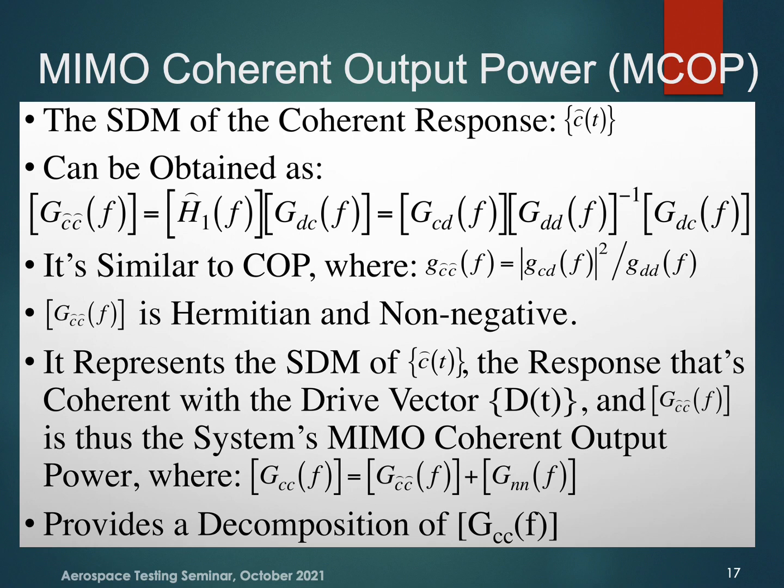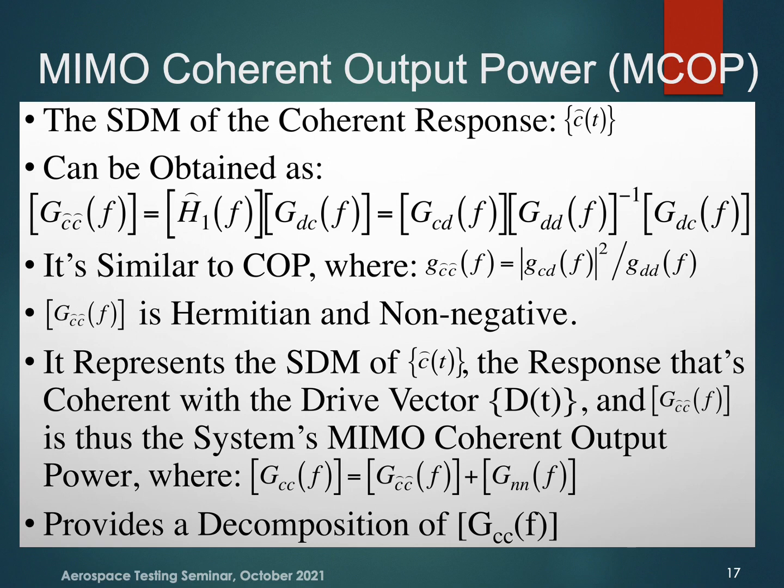It's a 3-matrix product with GDD being in the center and the cross-spectral density between C, control and drive, complex conjugates on either side, multiplying that inverse. It's similar to the coherent output power, which is shown as a function typically as the magnitude squared of a cross-spectral density between control and drive divided by the PSD of the drive. It's Hermitian, non-negative. It represents the spectral density matrix of the coherent response that's coherent with the drive vector, and GCC is thus the system's MIMO coherent output power.